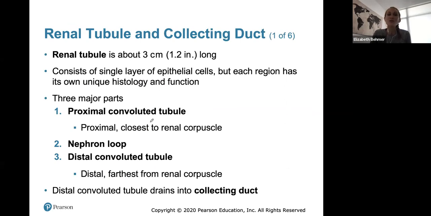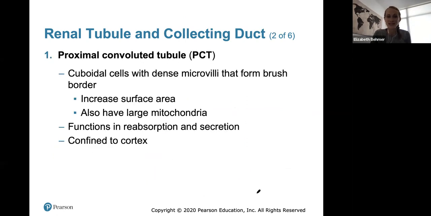The visceral layer, so the glomerular capsule has podocytes surrounding it, which kind of makes a membrane for filtration to occur. You should know well the renal tubule and these three parts: the proximal convoluted tubule, the nephron loop, and the distal convoluted tubule that will drain into the collecting duct. So please review renal tubule, collecting duct, proximal convoluted tubule. This is kind of the powerhouse of the kidney. This is the main reabsorption center. It'll be mainly in the cortex of the kidney. It will have cuboidal cells with dense microvilli that form a brush border to increase surface area.